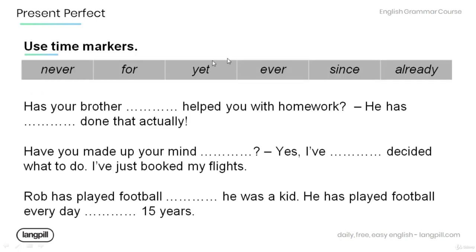Now read the following sentences and fill in the blanks using the appropriate time markers: never, for, yet, ever, since, already. Has your brother helped you with homework? He has done that actually.